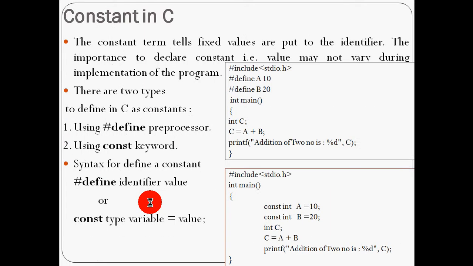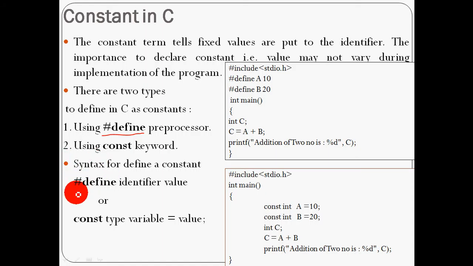Then we are moving toward the constant. What do we mean by constant? A constant tells us it holds some specific value, that is a constant value. We cannot change that particular value at the time of execution. In C there are two methods used for defining a constant. First one is define, a preprocessor define, while the other is with the help of the constant keyword.